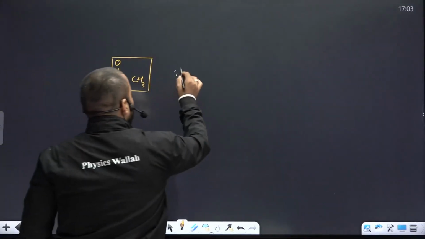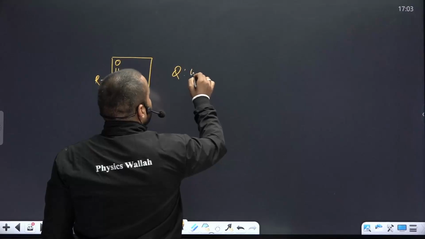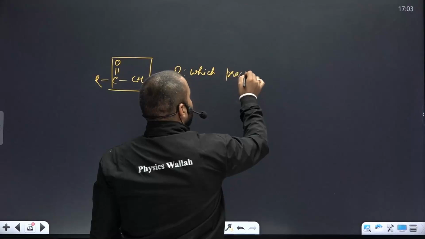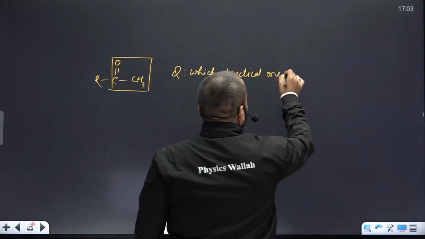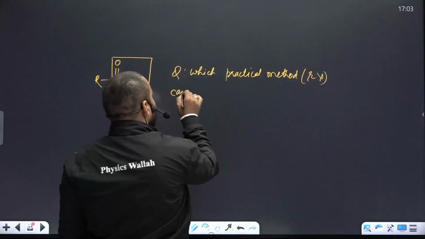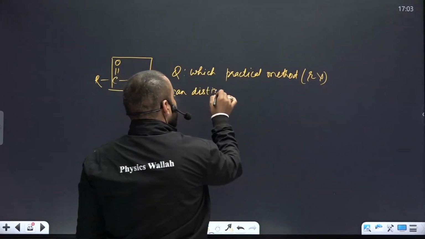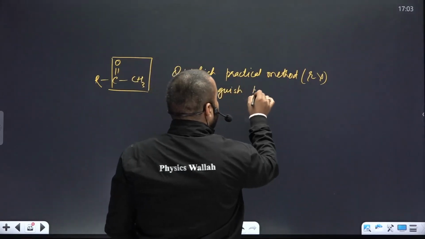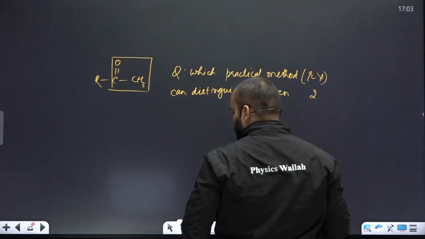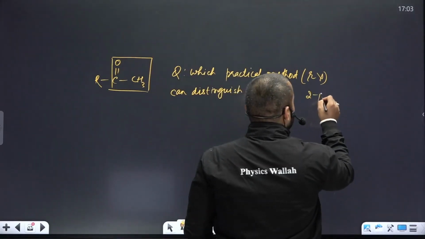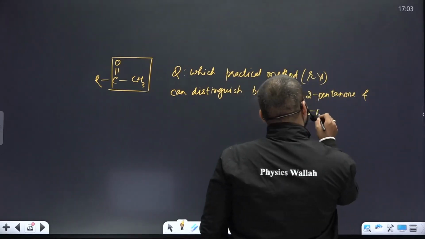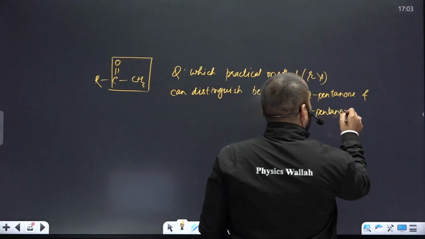Now the question comes: which practical organic chemistry method, which reaction, can distinguish between 2-pentanone and 3-pentanone?